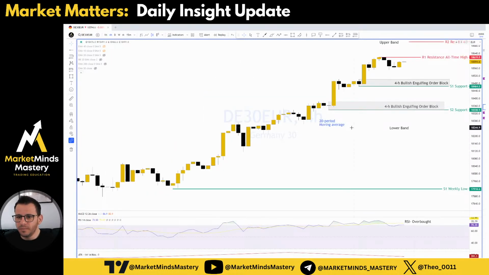DAX 40 still at its all-time high. Some kind of retracement on Thursday on the DAX. Today, sorry, the market is closed. Yep, so the market is closed today, or there's something wrong with my data here, because now it shows Thursday. So we leave the DAX out.